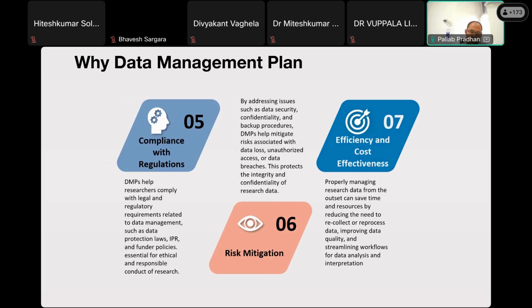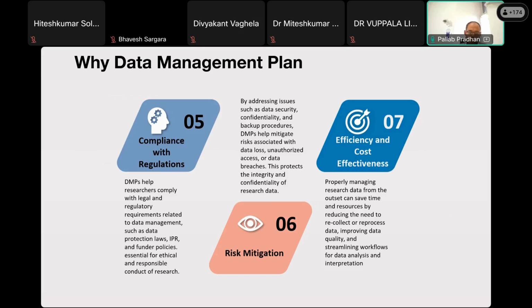Then risk mitigation. This is from the IT point of view, we can say. So a DMP helps us in risk mitigation. While creating data or conducting research, we plan for our data security, right? What would be the backup procedure, the data security aspects, everything we need to plan. In that aspect, a DMP helps us mitigate the risks associated with data loss, as well as unauthorized access or data breaches. So it protects the confidentiality and integrity of research data, as already discussed in the previous session by Vivekananda.